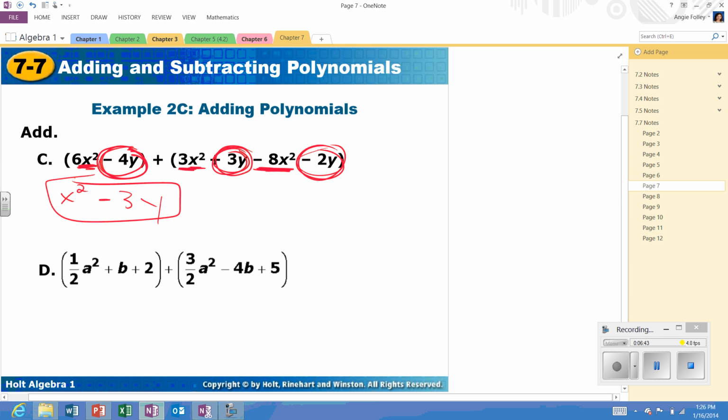Okay, so on this next one, we're going to find our like terms. We've got a half a squared here and 3/2 a squared here. Well, 1/2 plus 3/2 is equal to 4/2, which is 2. So that means we have 2a squared. Now our b's. We've got a positive b and a negative 4b. Well, negative 4 and a positive 1 become a negative 3. And then our 2 and our 5 add together to get 7.